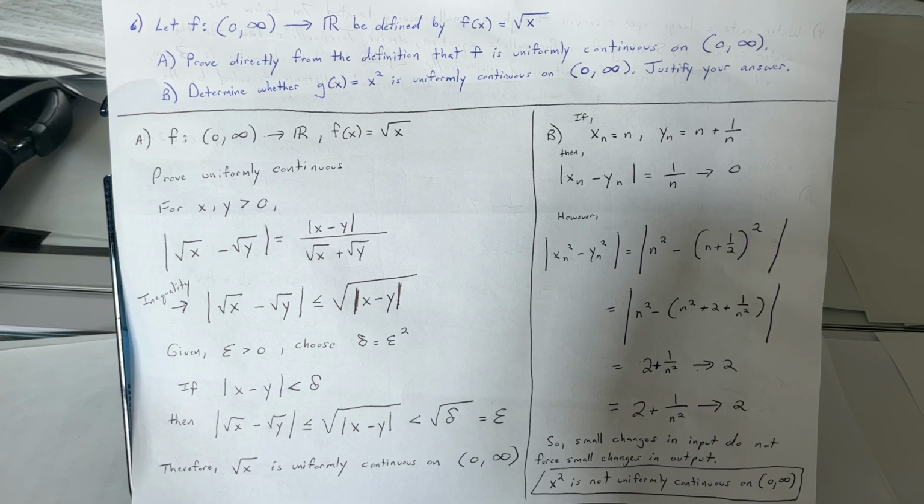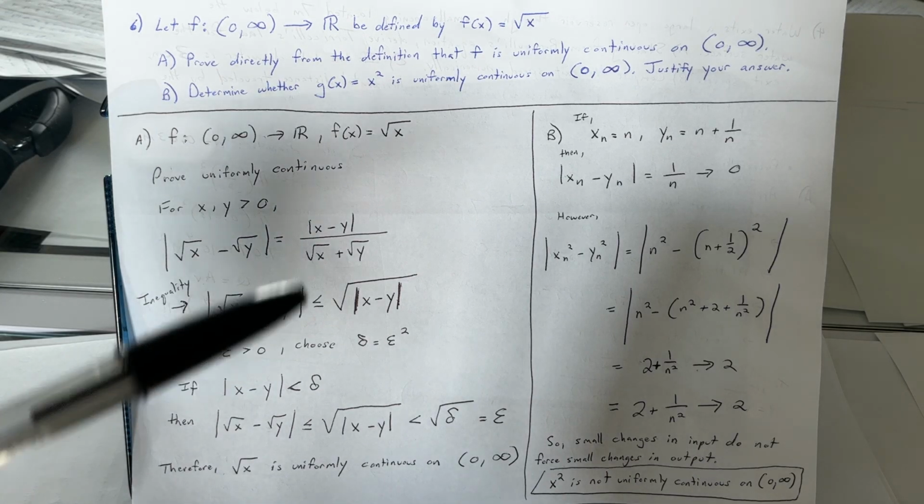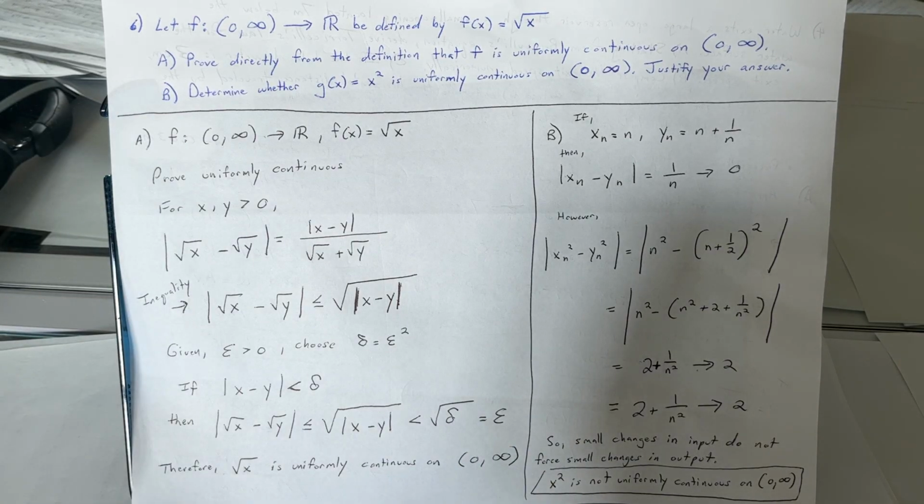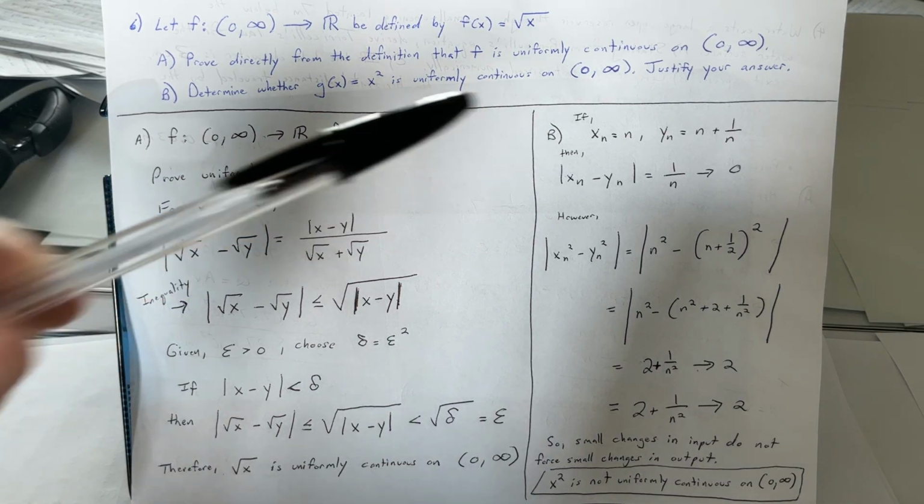So therefore, square root of x is uniformly continuous on the interval 0 to infinity. Okay, and think about what that would look like if you were to graph it. Okay, so for part B, determine whether g of x equals x squared is uniformly continuous on the interval 0 to infinity. Justify your answer. So for part B here, this is what we do.